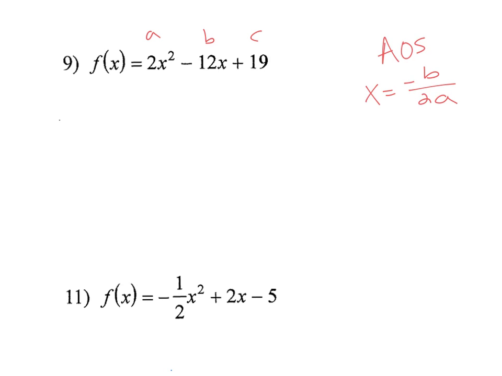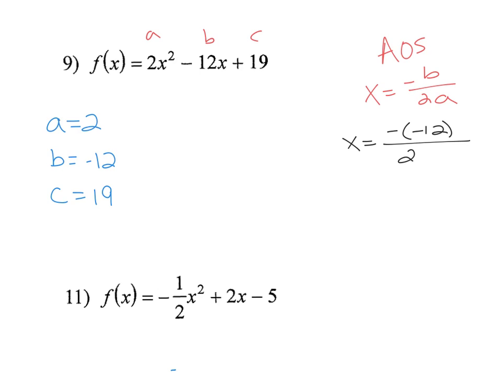As a side note, I know that a is equal to 2, b is equal to negative 12, and c is equal to 19. Now as I go over here to do my work, I get x equals negative negative 12, all divided by 2 times 2. x equals positive 12, negative times negative is positive, and that'll all be over 4, so we get x equals 3.